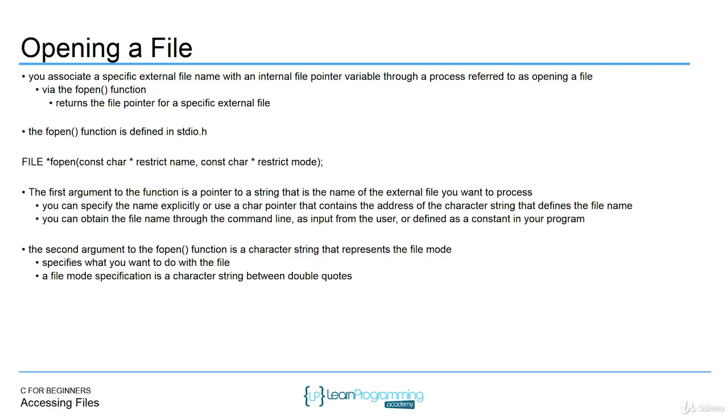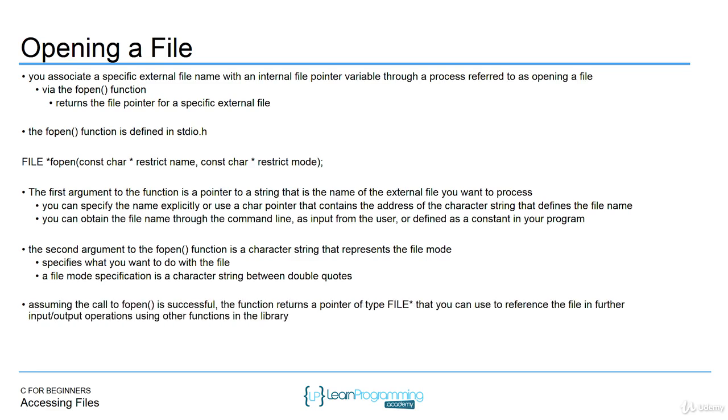It depends. If it's always the same file you're reading and writing to and the name doesn't matter, you can just refer to it as a constant. If your program is more flexible, it can get input from the user to say what you want to read or write to. The second argument to the fopen function is a character string that represents the file mode. This specifies what you want to do with the file.